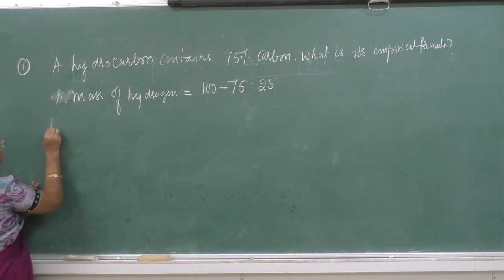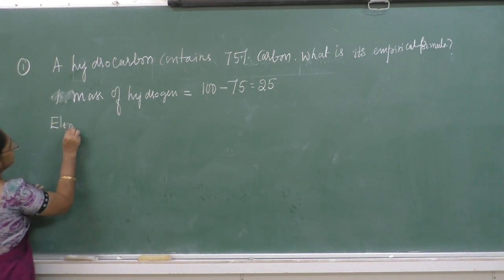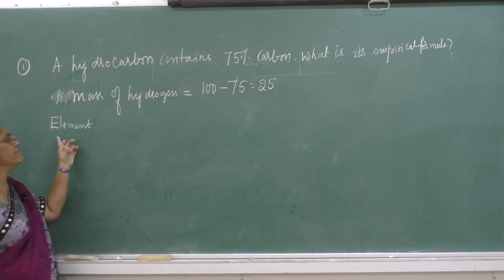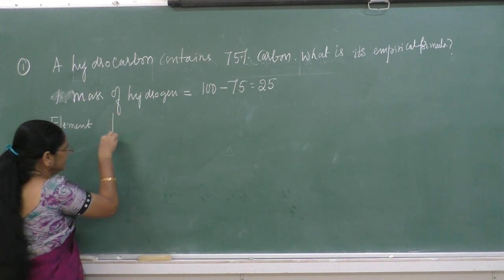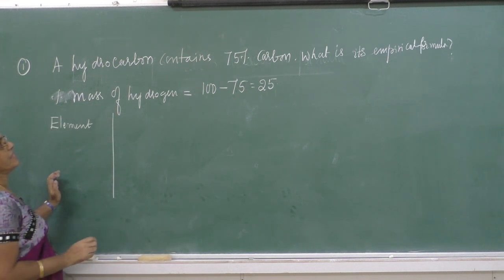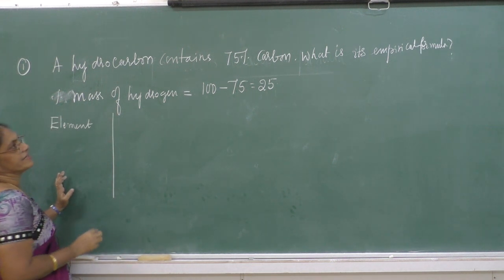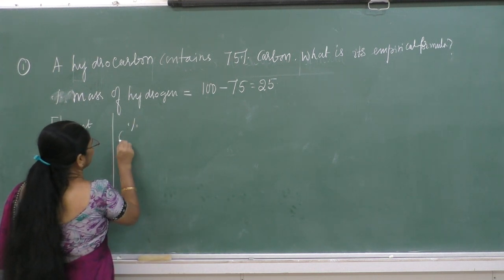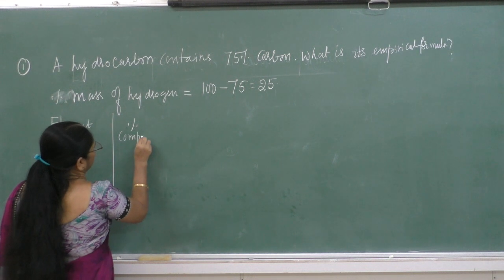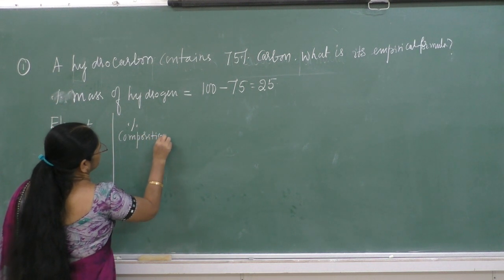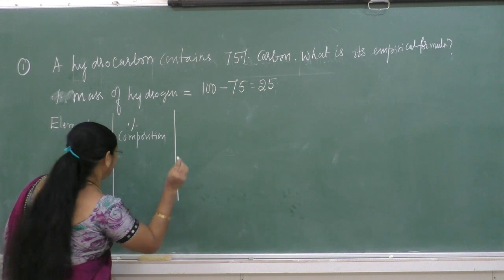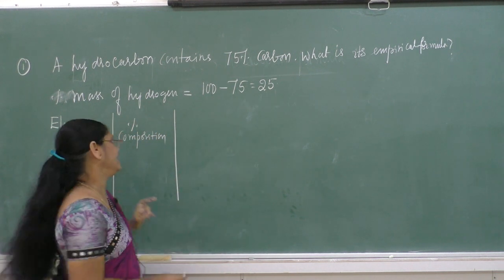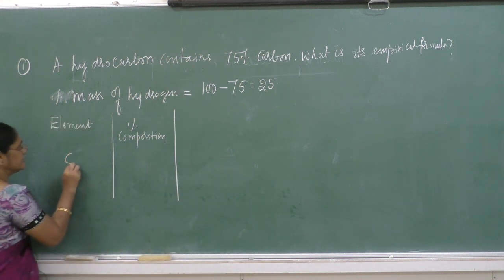So therefore, in the first column write down the element name. Then in the second column write the percentage composition of the element. So how many different elements are present? 2 different elements. The first one is carbon.